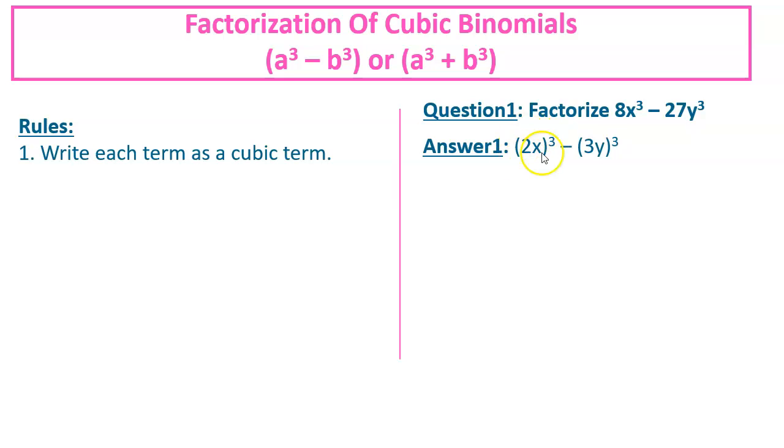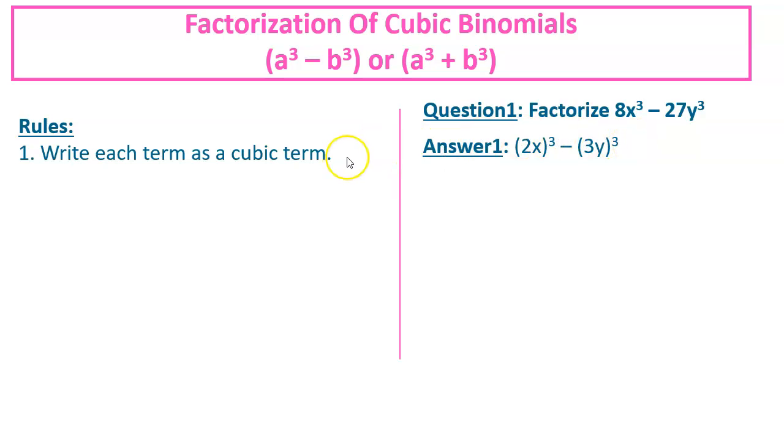We will be having one expression which when cubed will be giving us this term. The first term or the second term also. Since it is a cubic binomial, there will be only two terms, and for each of the terms, we have to express each term in this form: some expression raised to the power of 3. So for the first term, it is 2x raised to the power of 3 minus, since 3 to the power of 3 is 27, it is 3y whole raised to the power of 3.